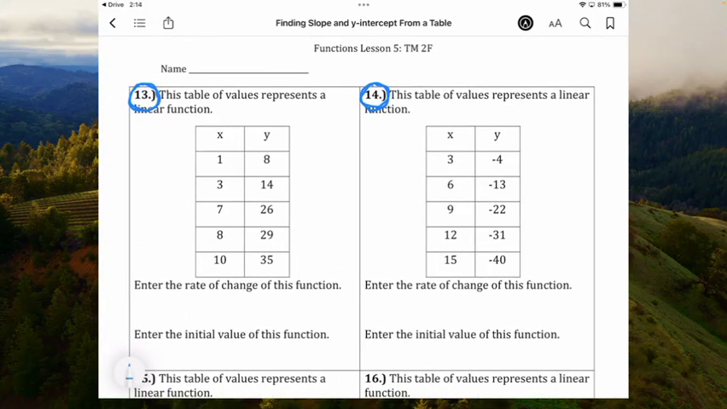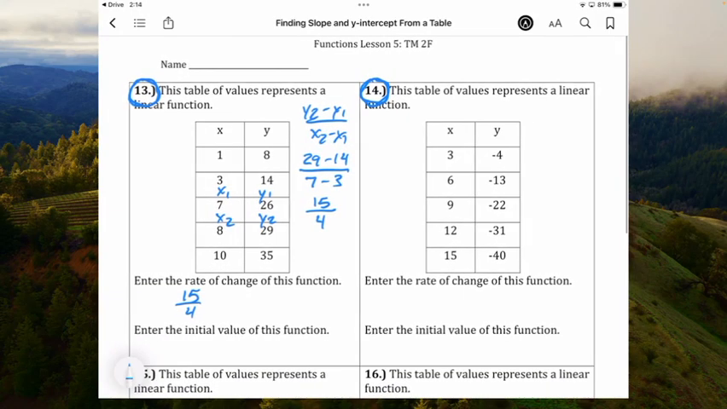So rate of change here, let's say we have x1, y1, x2, y2. y2 minus y1 over x2 minus x1. We got 29 minus 14 over 7 minus 3. I should have done my template first, but oh well. So 29 minus 14 is 15, 7 minus 3 is 4. That cannot be simplified. 15 over 4 for our rate of change. We don't have an initial value, so we're not going to worry about making an equation.